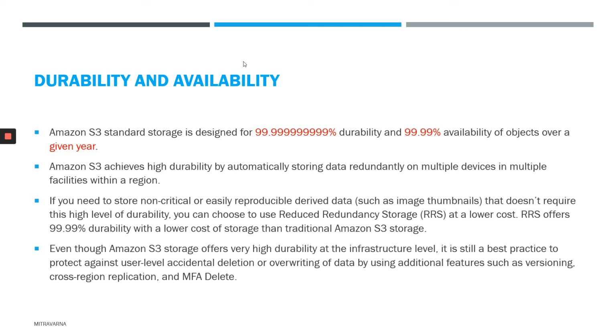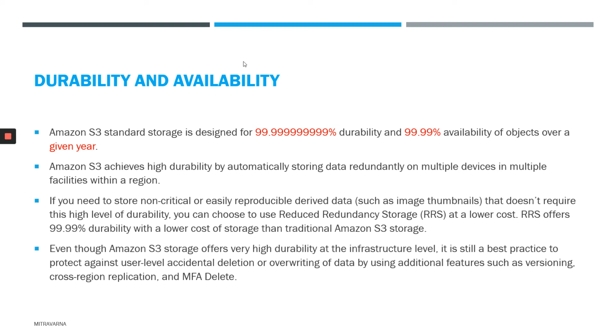region. If you need to store non-critical or easily reproducible derived data, such as image thumbnails, that doesn't require this high level of durability, you can choose to use reduced redundancy storage at a lower cost. RRS offers 99.99% durability with a lower cost of storage than traditional Amazon S3 storage. But for your information, currently this has been deprecated actually. Okay, we have a lot of other kinds of storage classes we'll see in the upcoming slides.